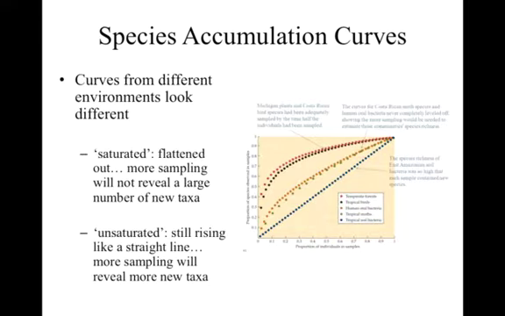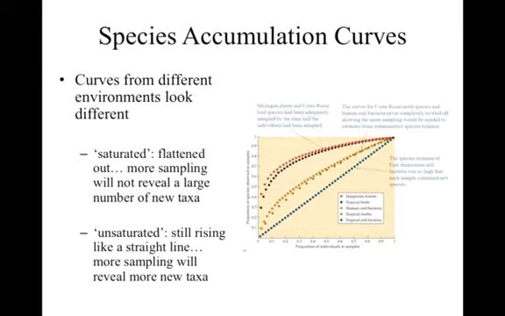So curves from different environments look different, and we sort of classify them into 2 groups. We call saturated curves ones where the number of species you're getting per sampling effort has flattened out. So you've got a lot of species initially at first, and then as you keep going out and searching for more species, you're not finding much new. And so eventually the curve flattens completely, and you found every species that's there.